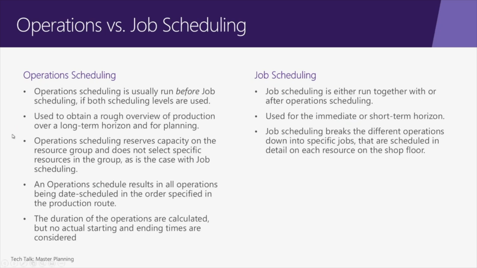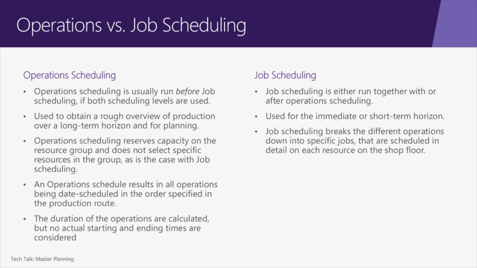Okay. Thank you. All right, so operation scheduling versus job scheduling. When we are doing planning ahead of time, we may only want to do a rough planning when it comes to determining what day a production order will start and what day it will end. You may only want to talk in terms of days rather than exact times. So that's the rough planning.